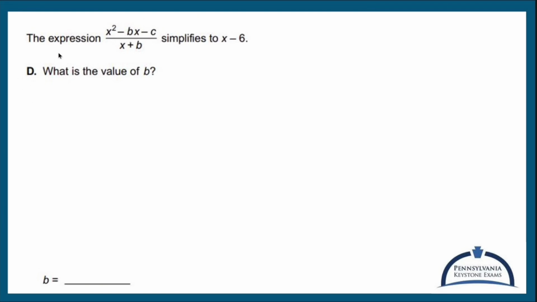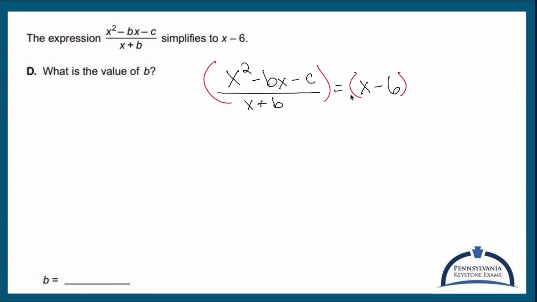Now, this is where things get a little wacky. It says that the expression x squared minus bx minus c all over x plus b simplifies to x minus 6. What that means is x squared minus bx minus c over x plus b equals x minus 6. Now, this is a really crazy problem, and this is how I'm going to handle it. I'm going to multiply both sides by x plus b, and what that does is that allows us to get rid of the denominator, leaving me with x squared minus bx minus c.